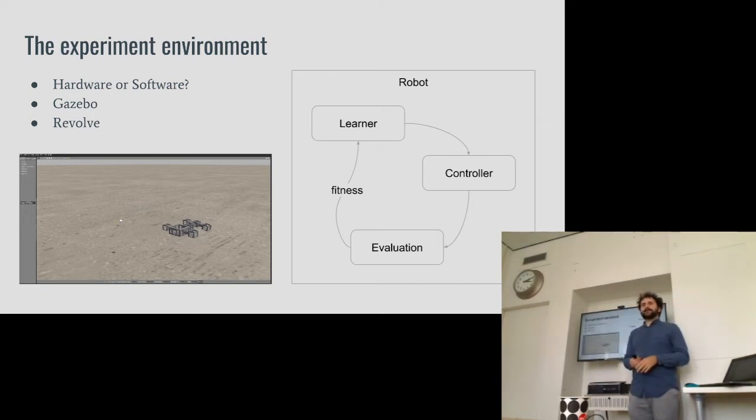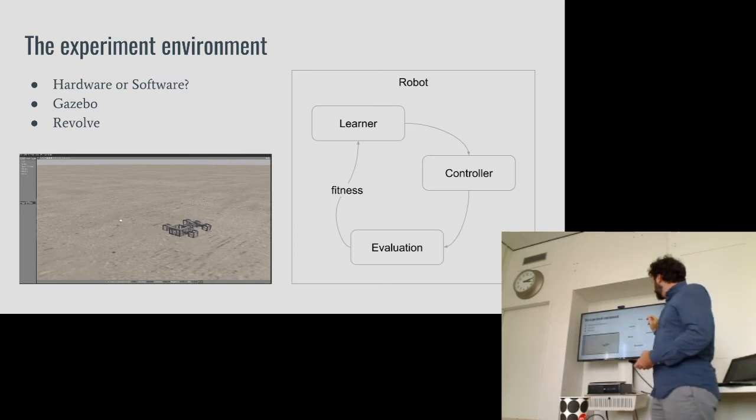So let's talk about how we fit learner and controller inside our environment. I'm going to start with: are we doing it in hardware and software? And the answer, sadly, is only software. We only did simulations. We wanted to do a bit of hardware as well, and in the back of the mind, there's always the idea of putting it back into hardware, but we never managed in the end. The software to run it is Gazebo, which is a pretty famous robot simulation environment, and Revolve is our own library wrapper to use it.